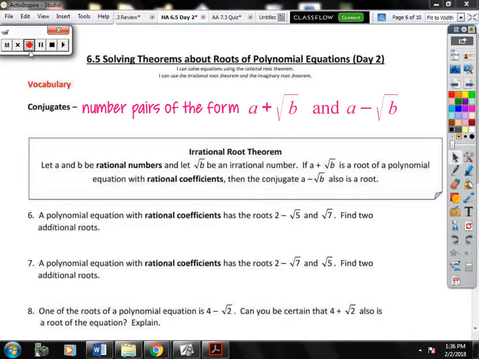So today we already learned the rational root theorem. That was yesterday. Today we're learning the irrational root theorem, which uses conjugates. So conjugates are number pairs in the form a plus the square root of b and a minus the square root of b. Example using numbers.